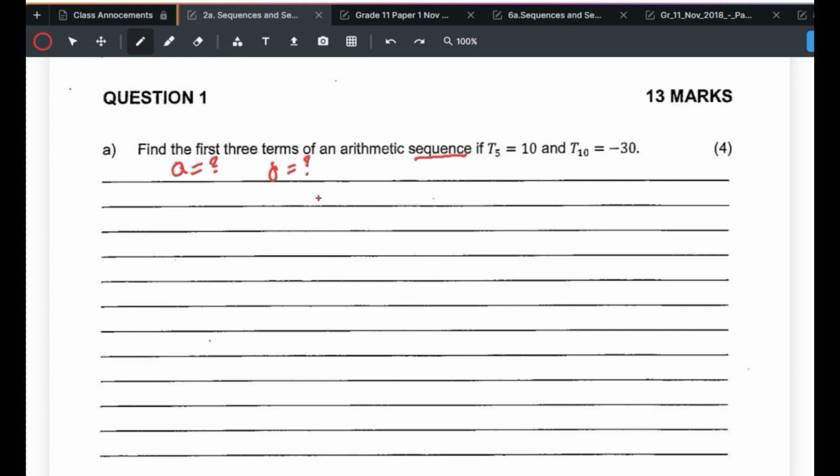So basically you're saying you start with this, right? You have your equation for arithmetic sequence. And I'm guessing that's where you got your T5 is equals to A plus 5 minus 1 D. So 10 is equals to A plus 4D. If you do it the exact same way, it will be negative 30 is equals to A plus 9D.